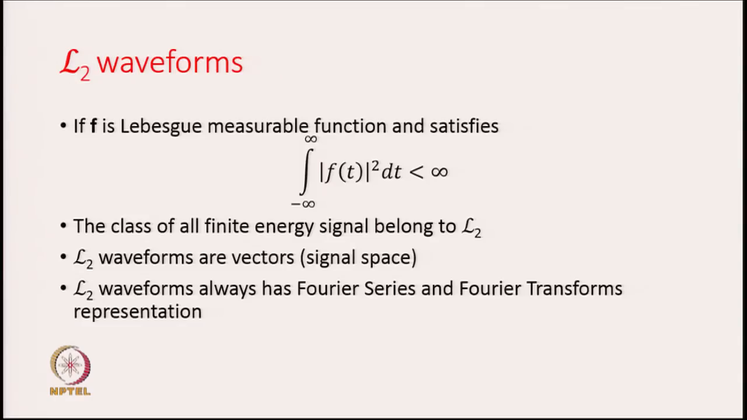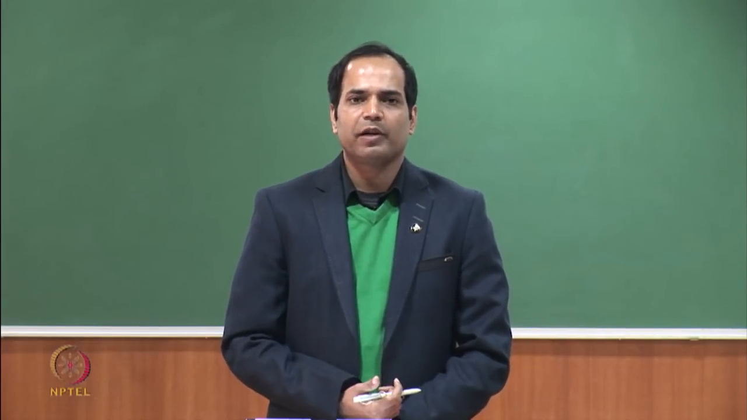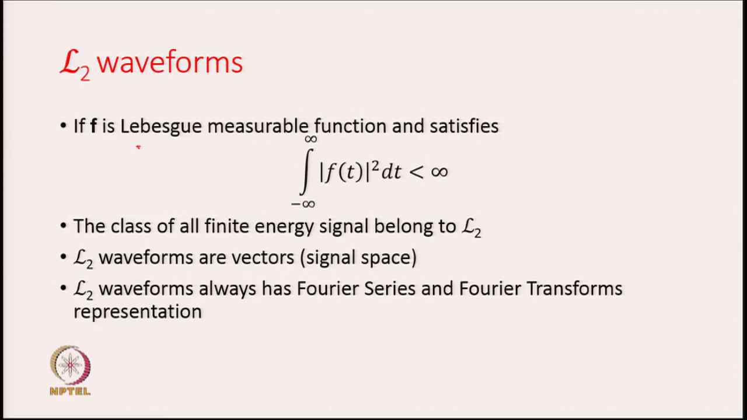So, now let us study L2 waveforms. We have already talked about L1 waveforms: the function has to be Lebesgue measurable, and the integration of mod of that function should be finite. What is that condition for L2 waveforms? For L2 waveforms, the function has to be Lebesgue measurable, and the integration of mod square of that function should be finite. When talking about L1, we were interested that the integration of mod of the function should be finite. Here we have a square, okay. So, the integration of mod square of the function should be finite.